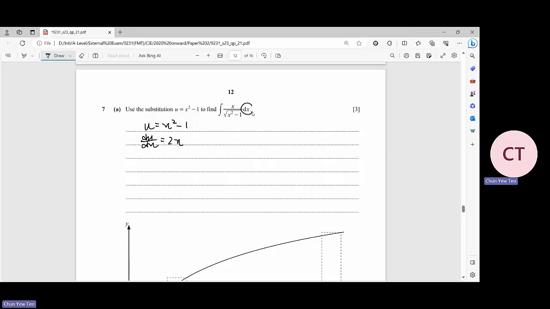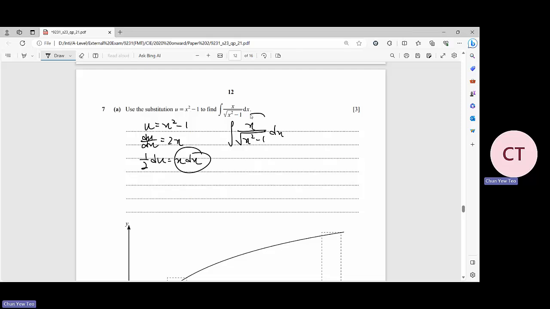So this is an x dx. So we will change them in the form like this. Half du equals to the x dx. Okay, we just separate it from here. Just do the cross multiply. So now from here, integrate this.